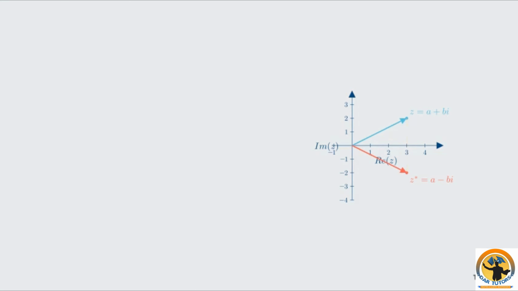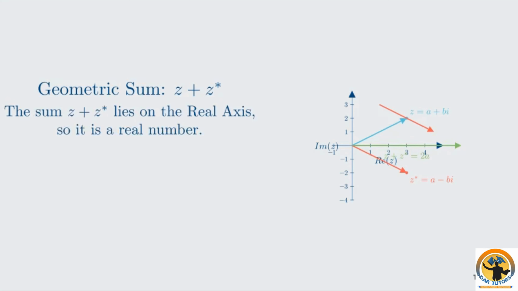Now, let's connect this back to our property that z plus z star is always real. When you add two vectors, you add them tip to tail. Geometrically, z plus z star would be the vector from the origin to z, and then the vector z star from the tip of z. Because z and z star are reflections, adding them geometrically would result in a vector that lies entirely on the real axis, which corresponds to a real number.